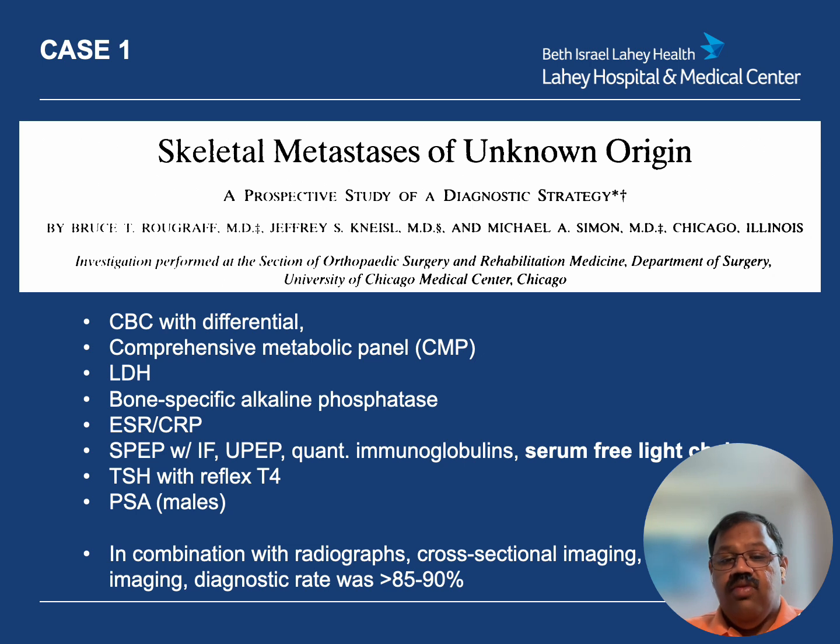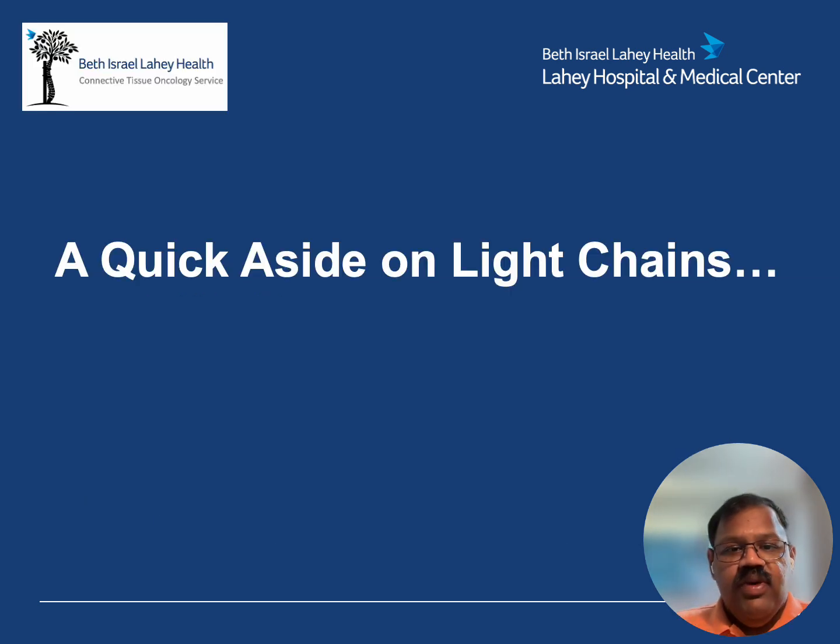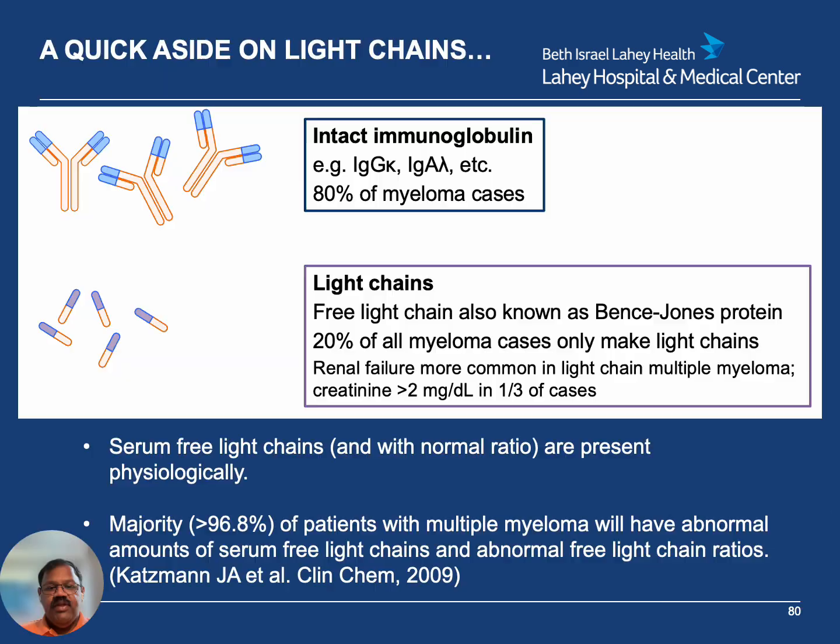So in combination with radiographs and cross-sectional imaging, usually a CT of the chest, abdomen, and pelvis, these labs helped achieve a diagnosis in more than 85% of cases as presented in this series. So as promised, let's just take a quick aside to look at some of the issues on light chains.